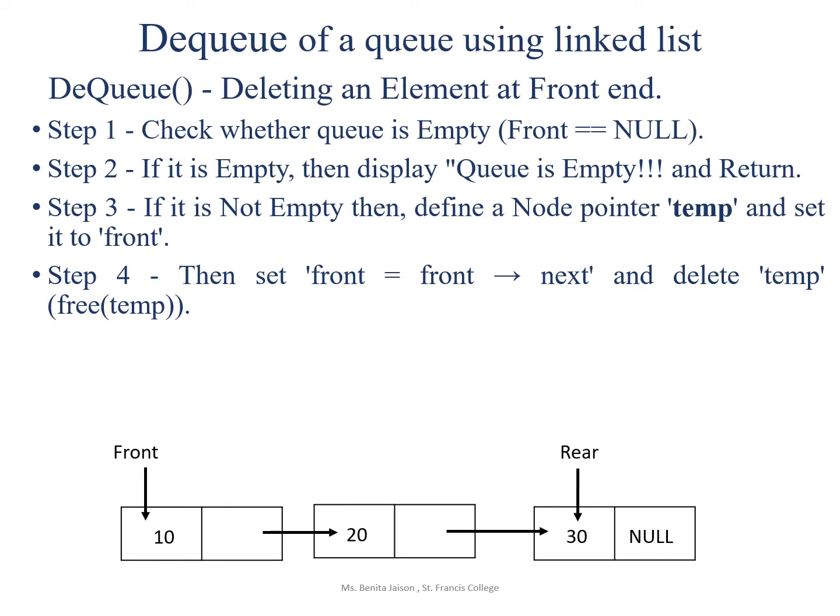Now we will see the steps for deleting an element at the front end of a queue. First, we check whether the queue is empty by the condition: if front pointer is equal to null, then the queue is empty. Display the message and then return. If the queue is not empty, then define a node pointer called temp and set it to the address of the current front pointer. Now forward the front pointer to point to front next. Now deallocate the memory of the deleted node using free(temp).